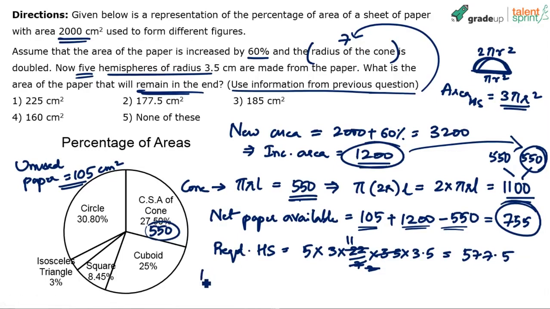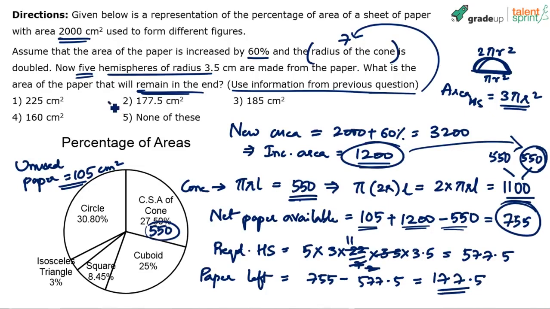577.5. Now, the paper left in the end is equal to 755 minus 577.5. So that's 177.5, which will be the final answer. 177.5, option 2. I know this is complex in terms of calculation, but you have to do it, or simply skip. If you think this is going to take too much time, you better skip in the beginning itself. Don't spend 1 minute, 1.5 minutes and then decide to skip it. If you have already spent about 30 or 45 seconds, then you are better off completing the whole solution.